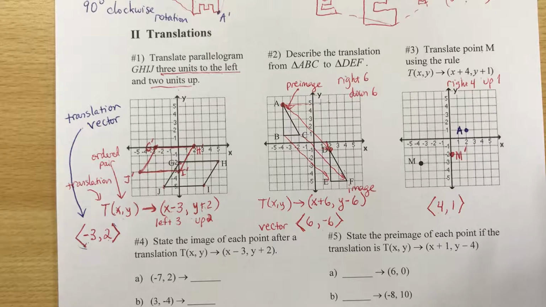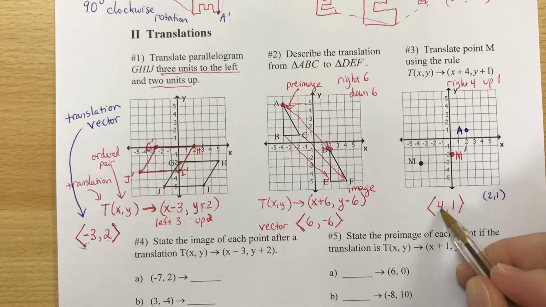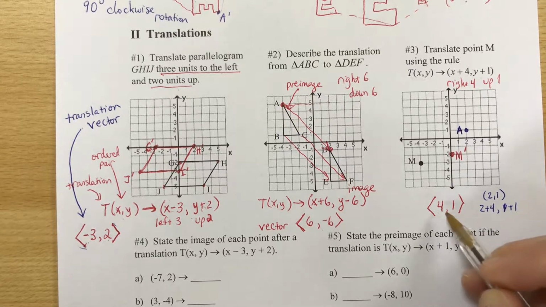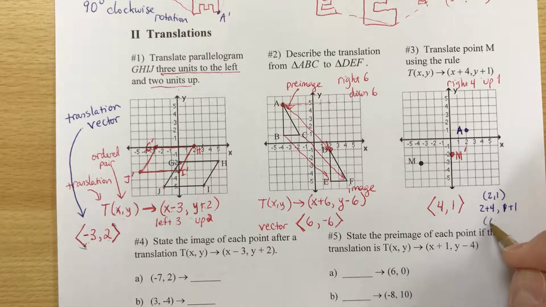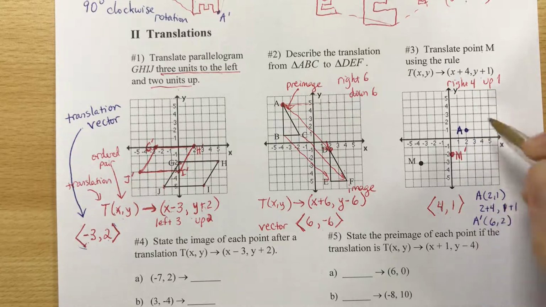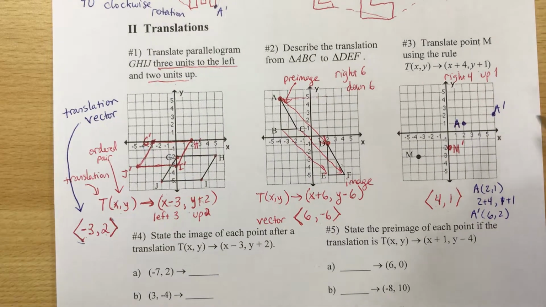That's the preimage. So 4, 1, if I take 2, 1, what this is telling me is to take my x value and add 4, and take my y value, which is 1, and add 1. Add 4, add 1. And what we get is 6, 2. So if A is 2, 1, A prime, the image, is 6, 2. Let's see if this works. So the translation vector tells me to go right 4 and up 1. Here's A prime, and that is 6, 2. Okay, it works. That's kind of cool right there.